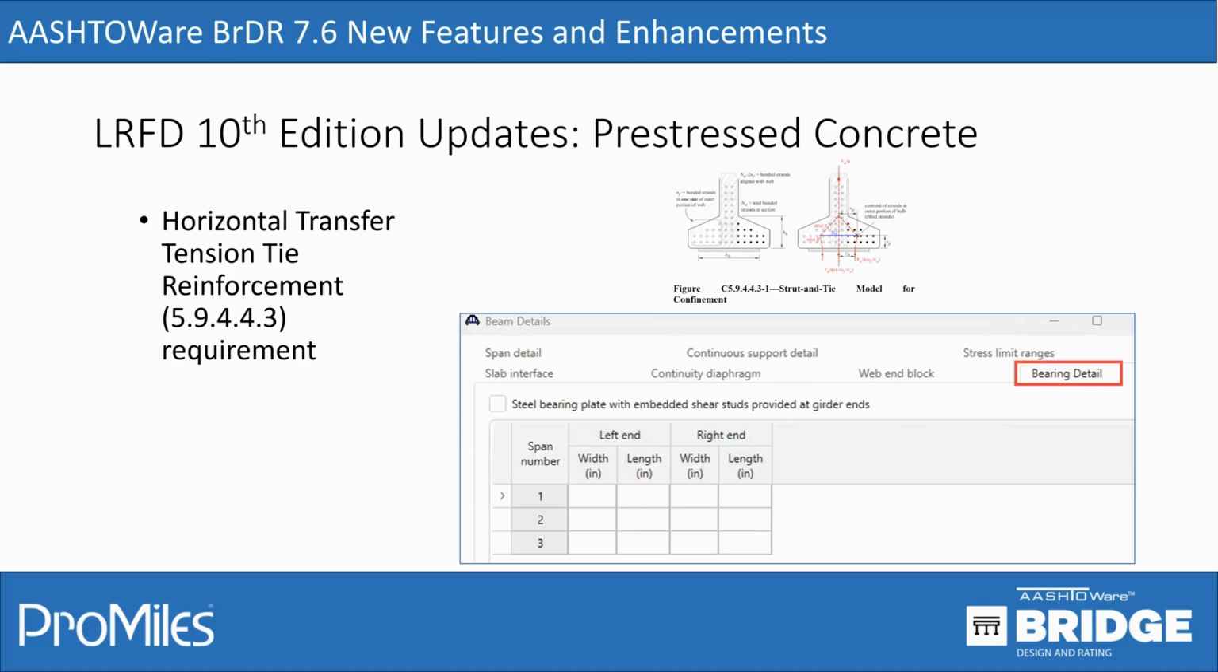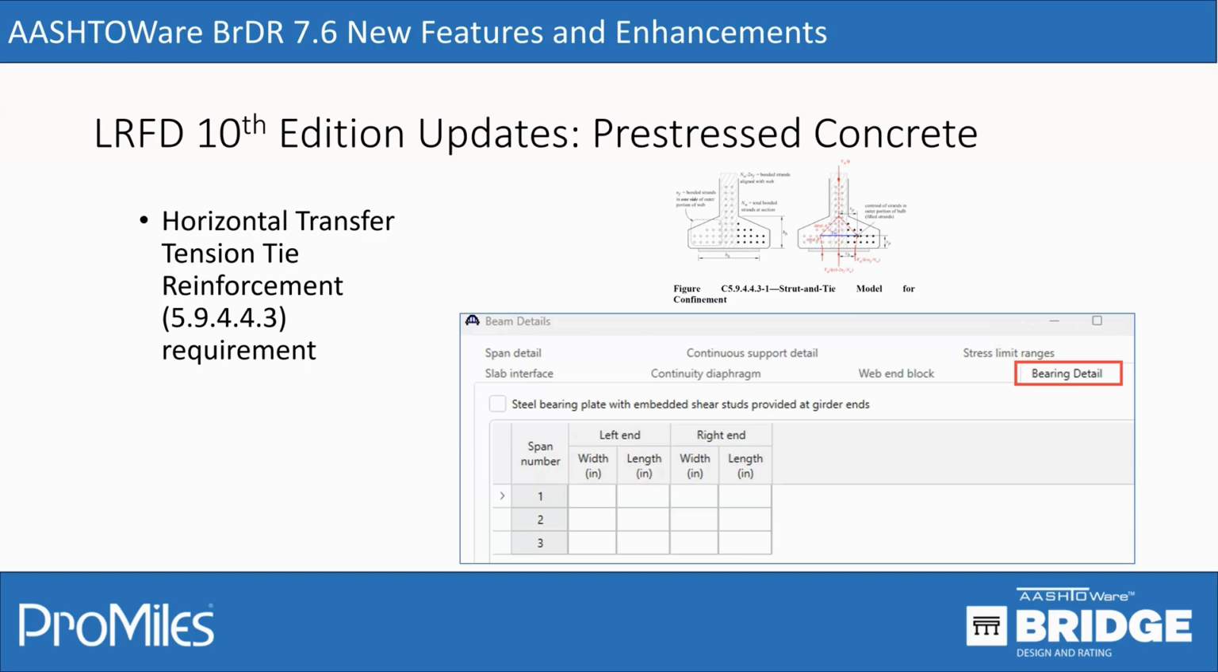There has been an additional check added for horizontal transfer tie reinforcement. As you can see on the right-hand side here, a bearing detail section has been added to the beam details window for pre-stressed concrete girders. This is especially applicable to continuous pre-stressed concrete girders, where if a steel plate bearing embedded with shear studs is provided at girder ends, then this check is not done.